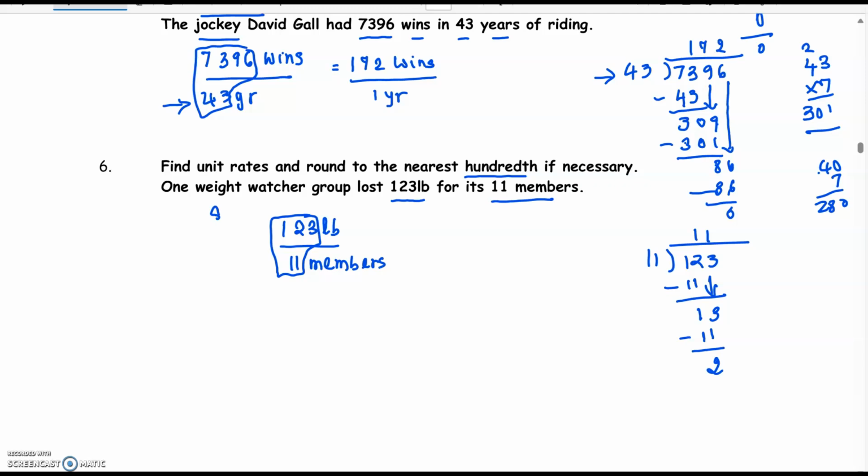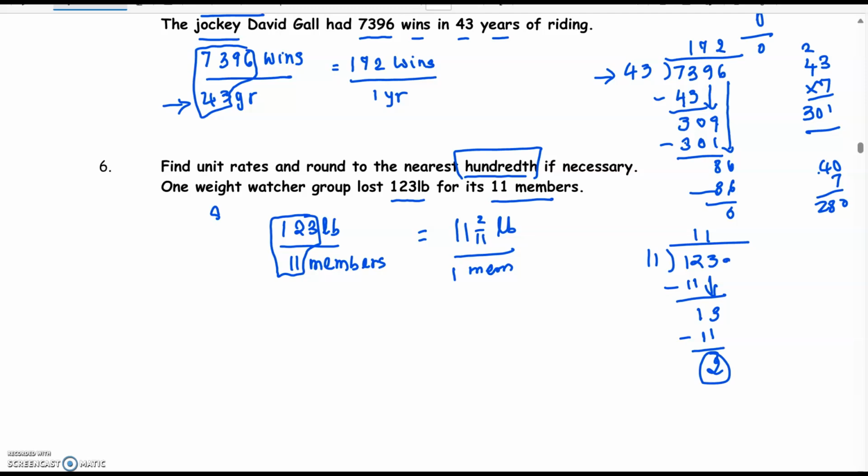If I didn't have this instruction, I could have stopped there and I could have written the answer as 11 and 2/11ths pound per member, per one member, and that would be a unit rate. But since the question specifically says round it, I have to do decimal division. I don't really have a choice.